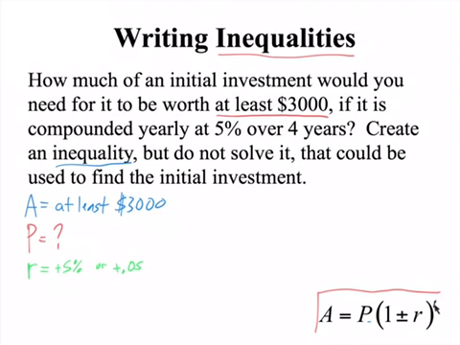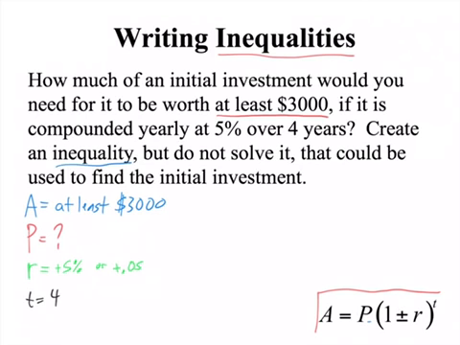Next, time. Do we know our time? Yeah, 4 years, because we're doing years compounding. So my time frame is 4 years, so my time is 4. Now what we're going to do is take and plug all those into this right here. And then we're going to make it an inequality last.